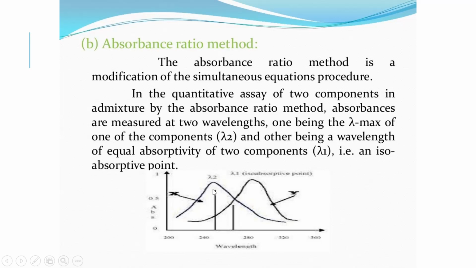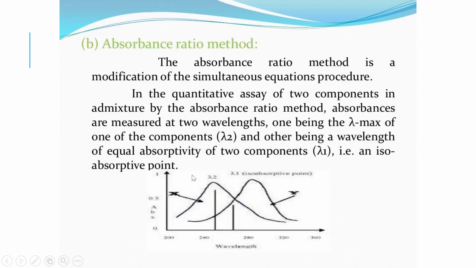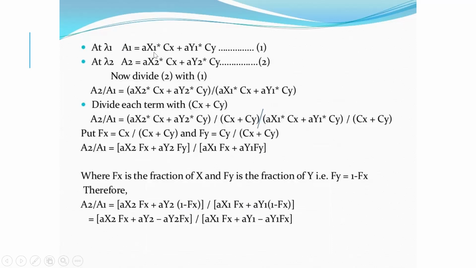So in the diagram, you can see this is the lambda max of one of the components, and this is the isoabsorptive point, meaning the wavelength at which both the drugs show the same absorbance value. That is the isoabsorptive point. At this wavelength, this is the second wavelength to be considered. So determine the absorptivities of X and Y at lambda 1 and lambda 2. Represent them as AX1, AX2 for X and AY1, AY2 for Y.